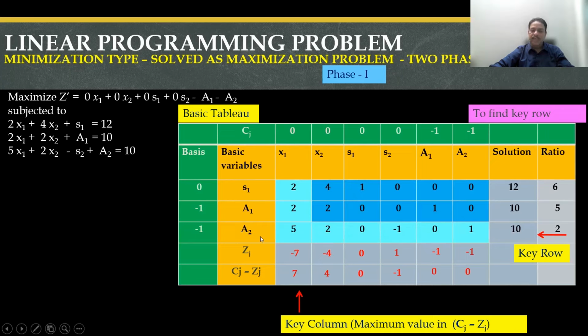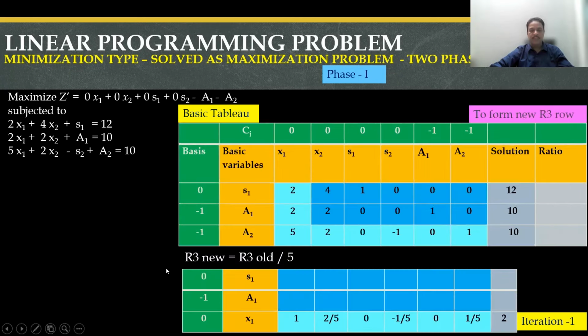What does this key row indicate? The key row indicates that this variable A2 will now leave the solution, and the intersection of the key column and key row is called the key element. This 5 is the key element here. Now, what is the importance of the key element? In order to find the first iteration, this key element should be made 1, and the other elements of the key column should be made 0. That means this 2 should be made 0, this 2 should be made 0, and this 5 should be made 1. And it is calculated here.